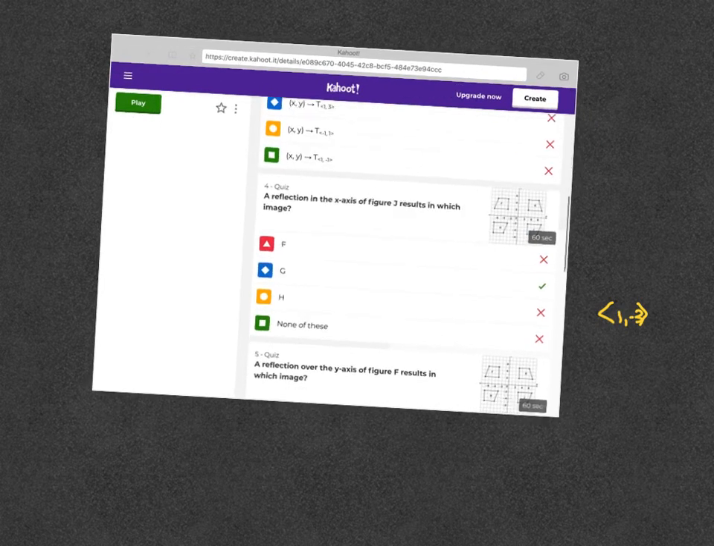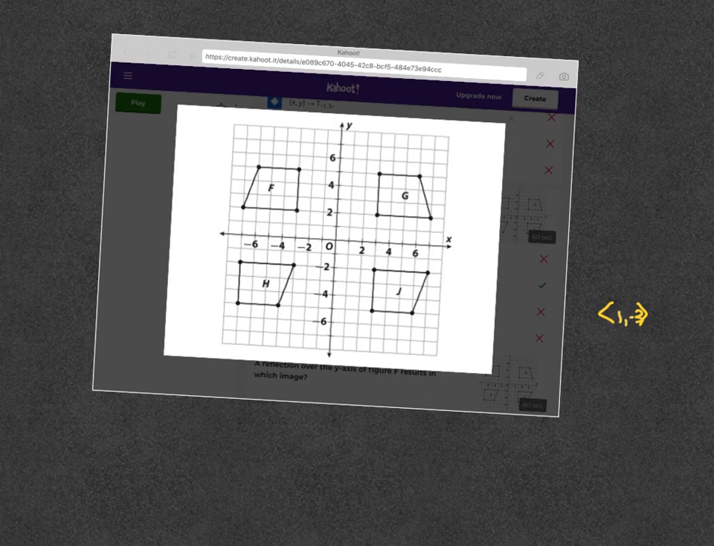Number 4, the reflection over the x-axis of the figure J results in which image? So if we look at J, which is here, and we reflect it over the x-axis, which is here, everything below it would have flipped to be above it, which means that that shape would be G.